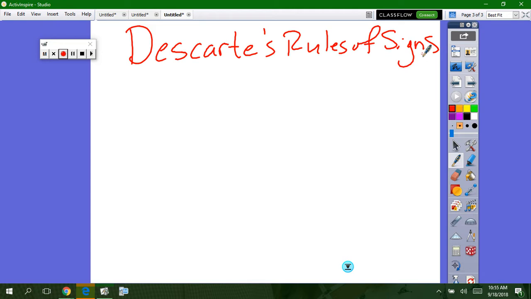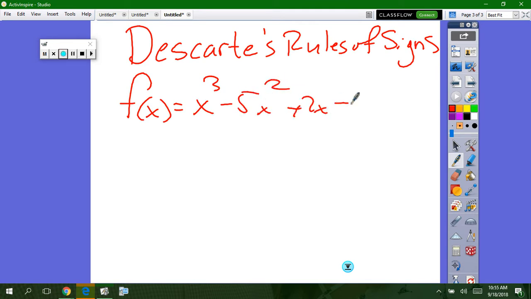Okay, Descartes' rule of signs. Let's go ahead and write the last function that I had, which was x cubed minus 5x squared plus 2x plus 8. Descartes' rule of signs tells us this. It tells us how many positive or how many negative zeros there are.